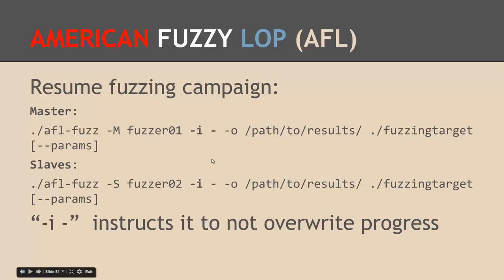And if you ever have to pause an AFL campaign, it is essential that you pass it the right command, with the right parameter, when you resume it. Otherwise, it'll restart all of your progress and erase what you've done so far. And so it is -i space minus. I don't know why it is that. I forget. It's in the help documents for it, but that specifically instructs it not to overwrite progress. It is safe, I think, to have that in from the get-go.